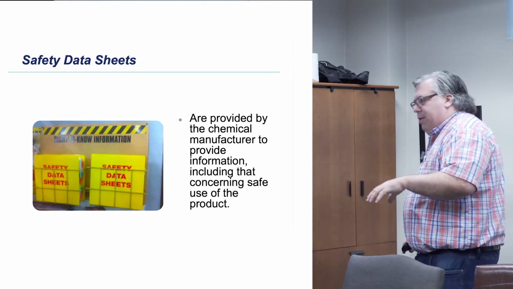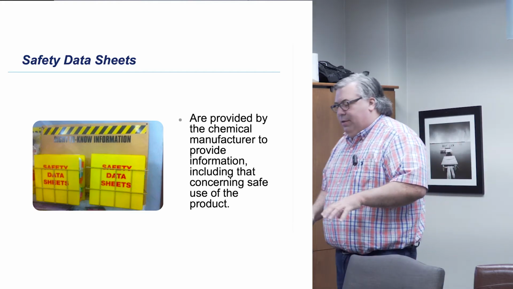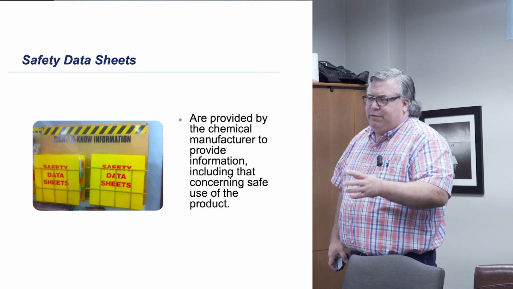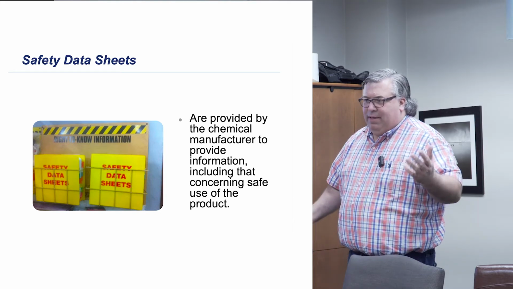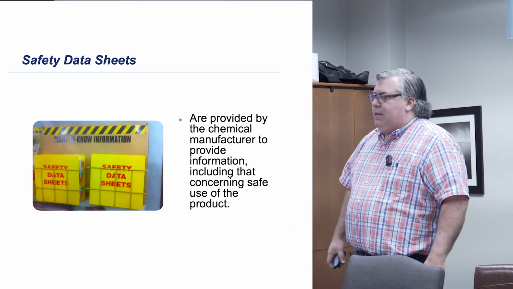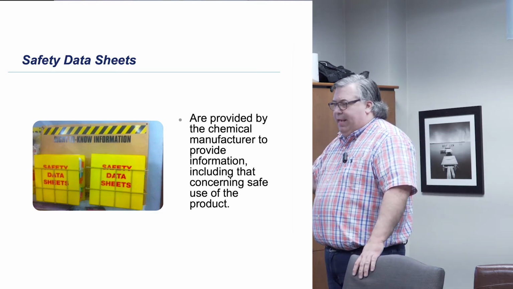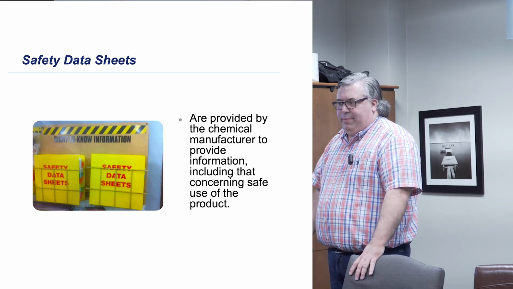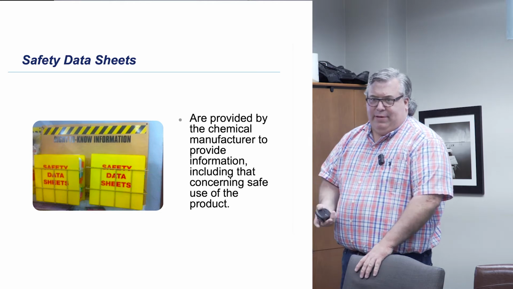So everything that we have in the shop is going to be in there with a couple exceptions. If you can go to the store and buy it, it probably doesn't have a safety data sheet. We're not legally required to have that. But any of the process chemistries, the stuff that goes into the plating lines, that will have a safety data sheet.